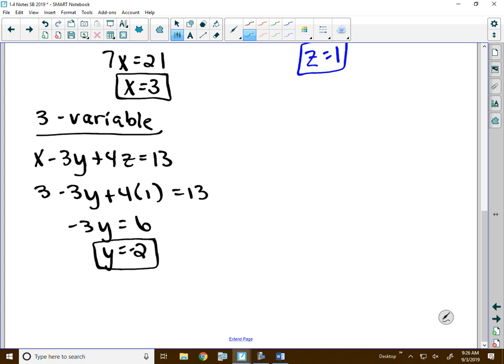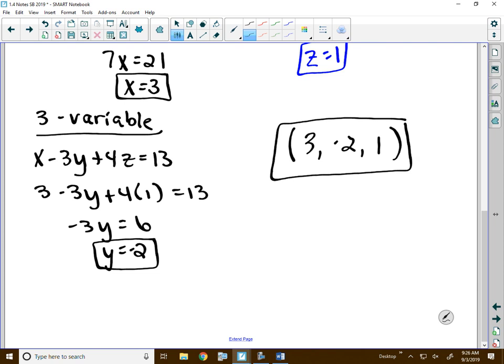Are you getting y equals -2? Okay, so we are done. We have our answer. Here's how we write our final answer. Just like you would write x comma y, you do x, y, z. So x is 3, y is -2, and z is 1. So that's how we write our final answer.